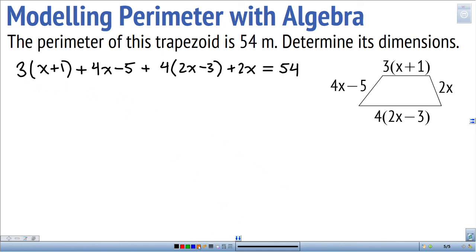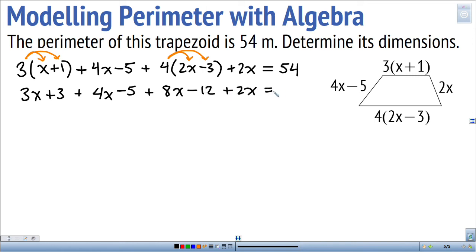All right, we need to do a little bit of simplifying. We're going to multiply the 3 into these 2 terms inside the brackets, and then also the 4. So if we do that, we end up with 3x, and 3 times 1 is 3, so plus 3. Plus 4x minus 5, plus, now we have to multiply here, 4 times 2x is 8x. 4 times negative 3 is minus 12, plus 2x is equal to 54.